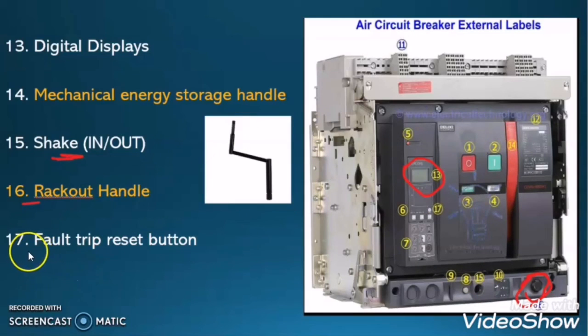The 17th detail is the fault trip reset button. This is the fault trip reset button. Suppose due to overload current, short circuit current, instantaneous current, or ground fault, there is a trip in the air circuit breaker. We can reset that fault by pressing this reset key or reset button in the circuit breaker. This is all about the details present on the air circuit breaker.